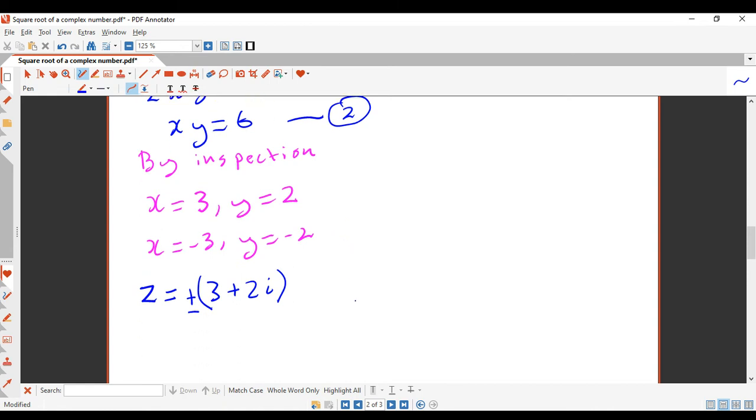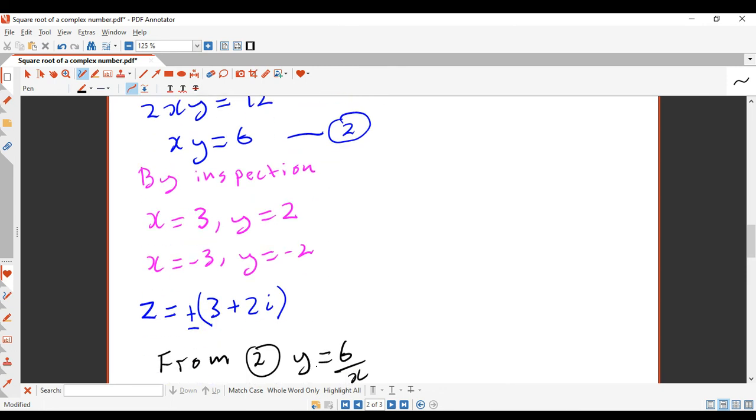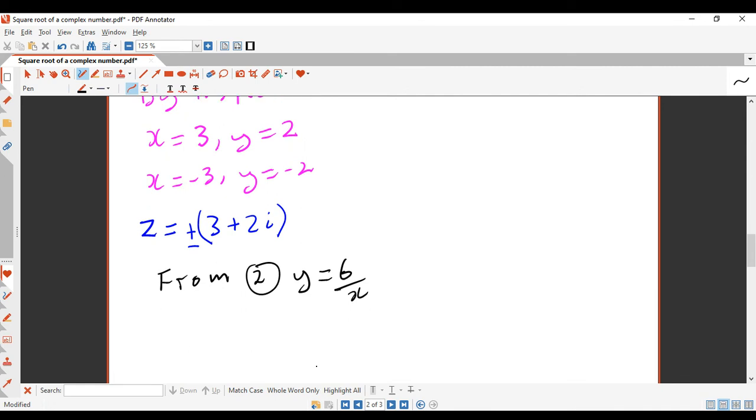Let's just say you did want to solve it algebraically just for practice. Well, for practice, you would go from equation 2. So from equation 2, you have y is equal to 6 on x. Then you're going to sub that into 1. 1 is x squared minus y squared equals 5.